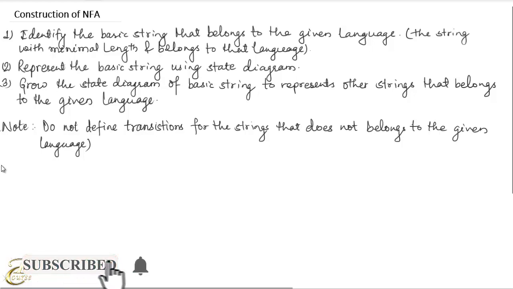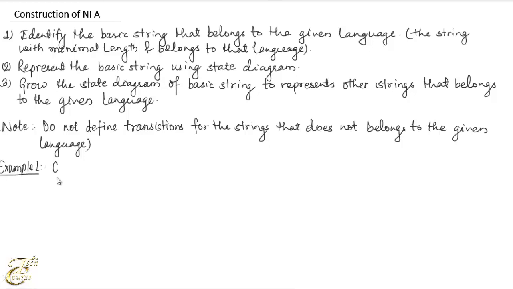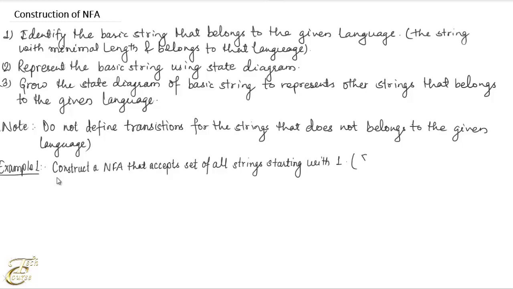Let's clearly understand the above steps by taking some examples. Example 1. Construct an NFA that accepts the set of all strings starting with 1, where the alphabet sigma equals {0, 1}. Here the first step while constructing an NFA is to find a basic string, and the basic string for this language is 1, since no string with length less than this belongs to this language. Now we will represent this string by using a state diagram.